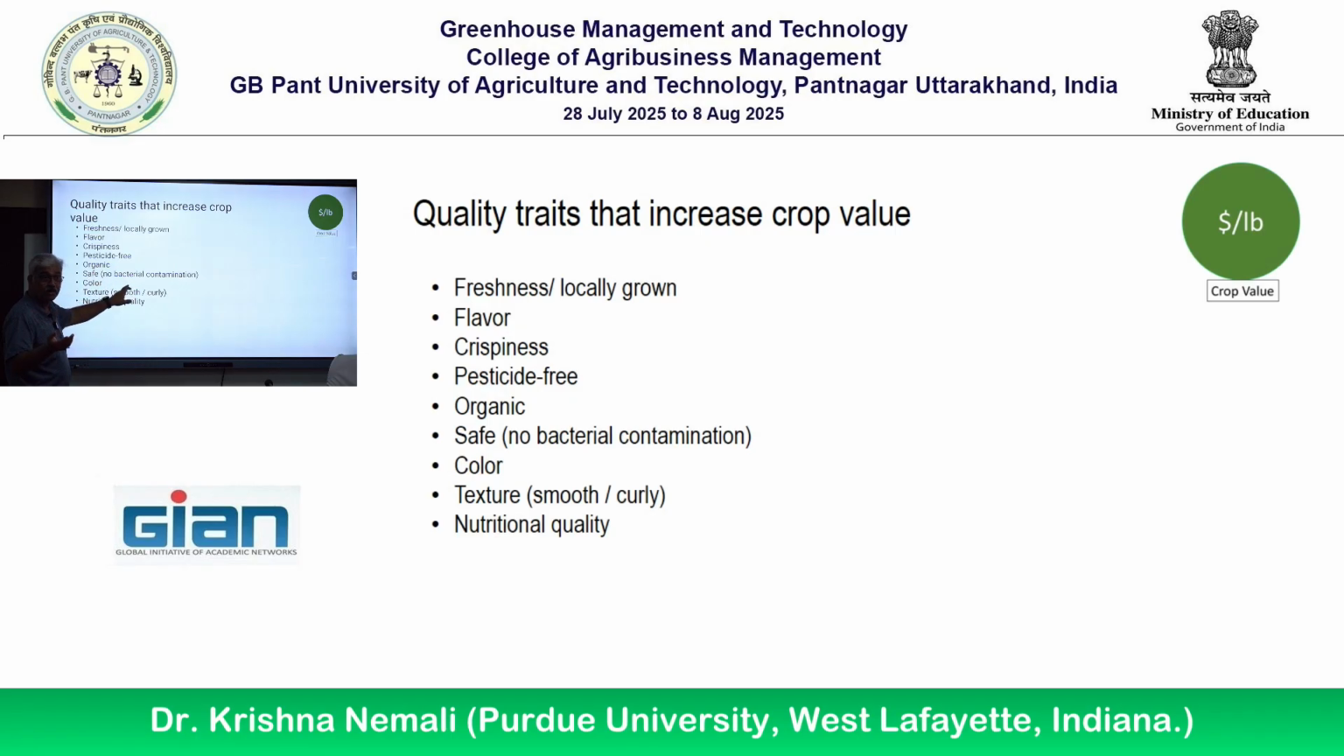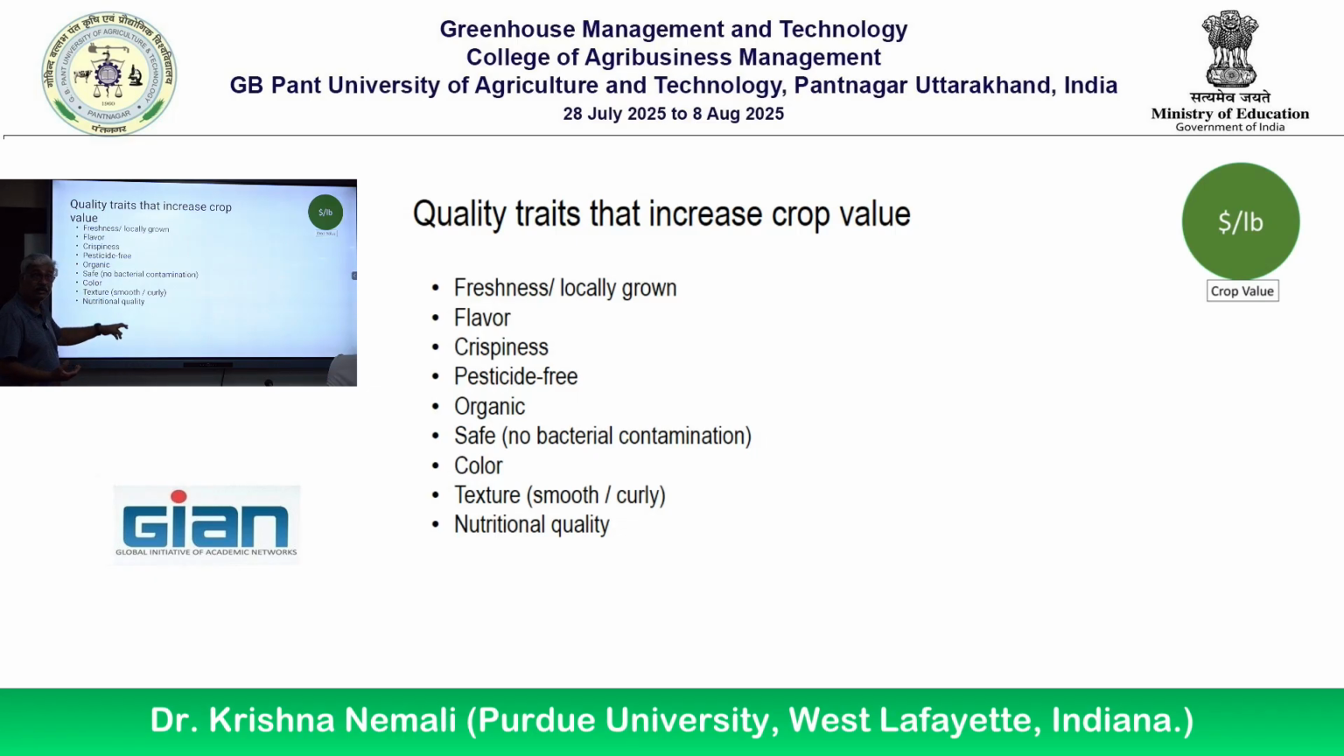You're eating fresh, you don't want any pesticides on the crop, right? Organic. Yesterday we talked about organic. There's a preference for organic nature. It should be safe. No bacterial contamination, nothing. These are all the quality traits consumers like. By the way, these are all coming from a survey of some 2,000 consumers. They rated what are the things that they like in salads.